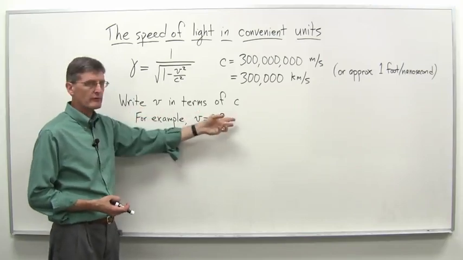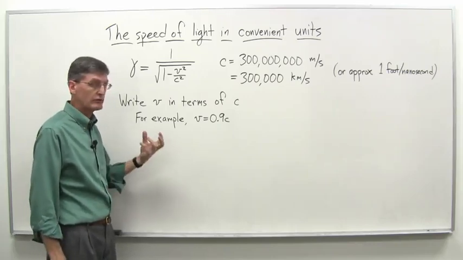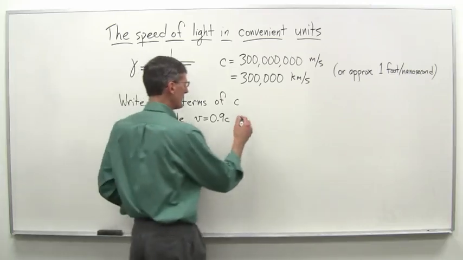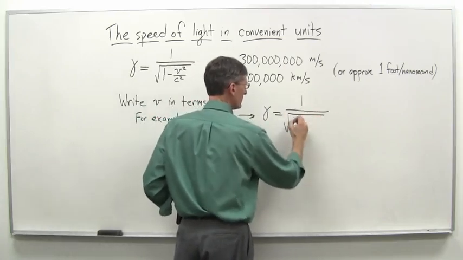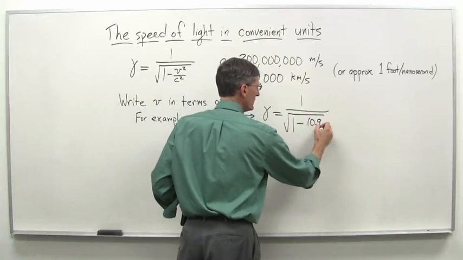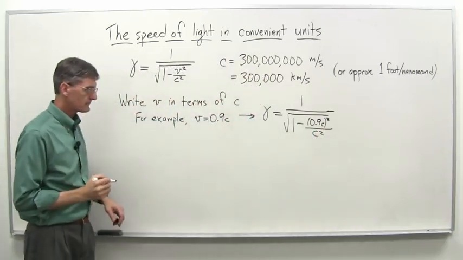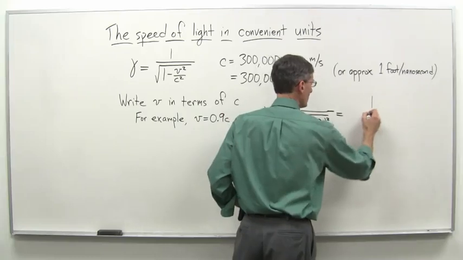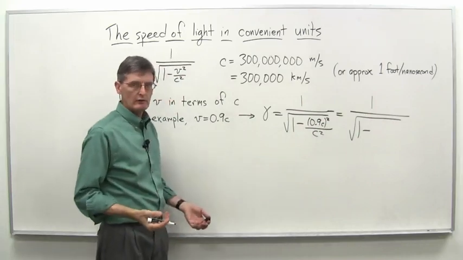If we write v in terms of c, which certainly is useful if it's a high velocity near the speed of light or a substantial fraction of the speed of light, for example, v equals 0.9c, look what happens when we calculate gamma. So we get gamma equals 1 over the square root of 1 minus, well, v is 0.9c, so (0.9c) squared divided by c squared. Well, what's (0.9c) squared? That becomes 1 over the square root of 1 minus, on the top I've got 0.9 squared.